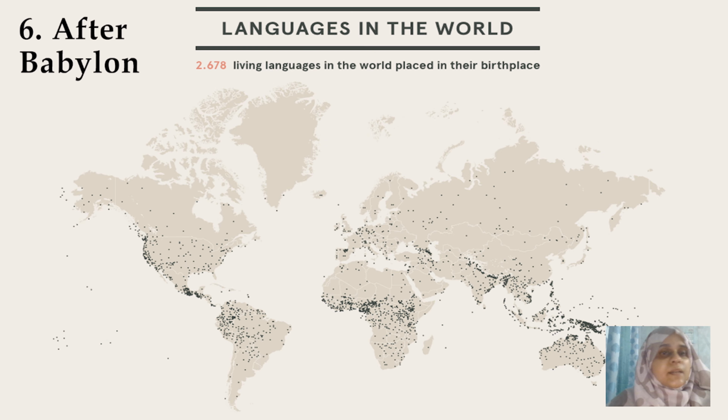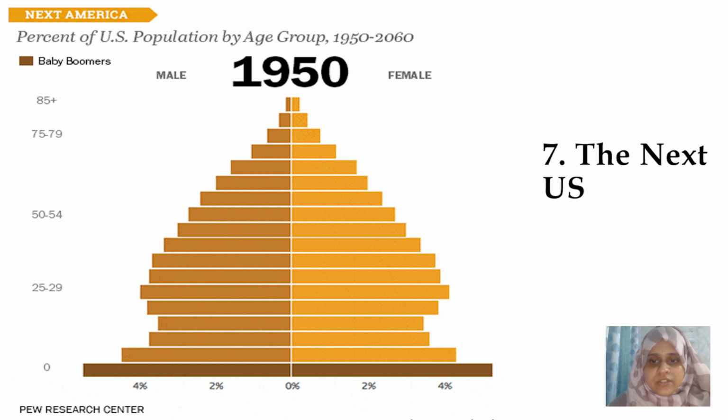Then comes After Babylon. Density Design's After Babylon project maps all 2,678 living languages in the world, placed in their birthplace. The interactive visual reveals relationships among languages, including families, loanwords, and exchanges. It's a powerful way to understand the global spread and connection of languages.